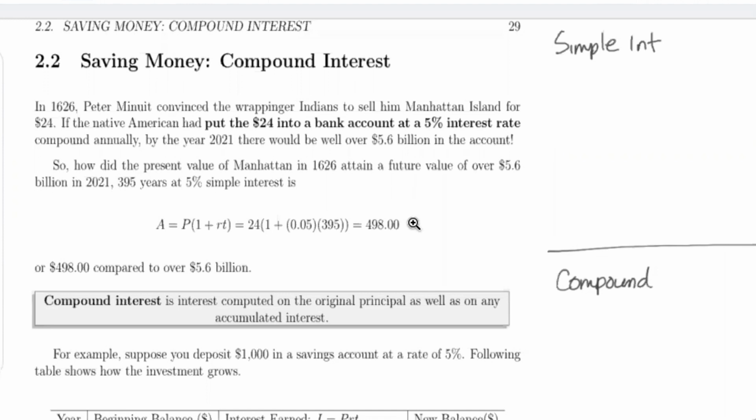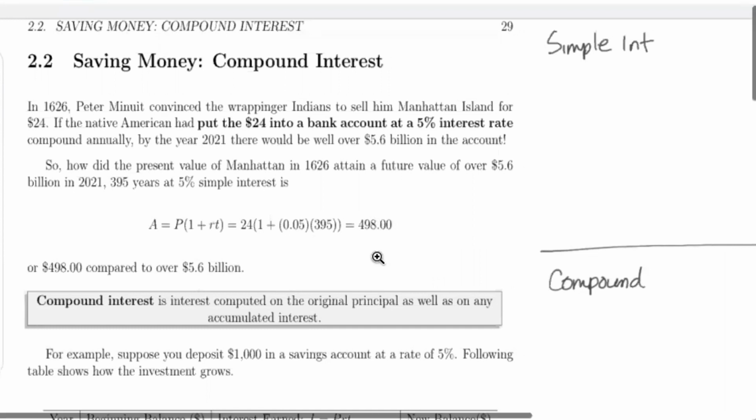On the other hand, if the money is deposited into a compound interest account, first year, interest on $24, and then next year, interest on the first year's interest. So interest on interest, 100 years after, interest on interest for 100 years. So the money becomes $5.6 billion. Can you compare about $500 to $5.6 billion? It cannot be comparable. Think about how expensive Manhattan Island is now. So let's understand how powerful compound interest is.